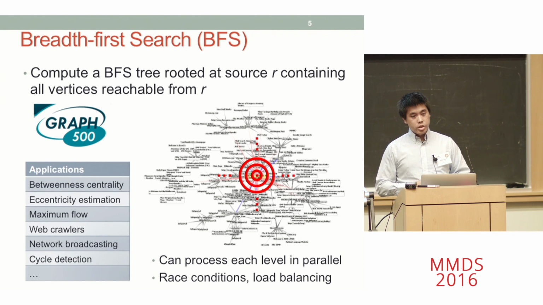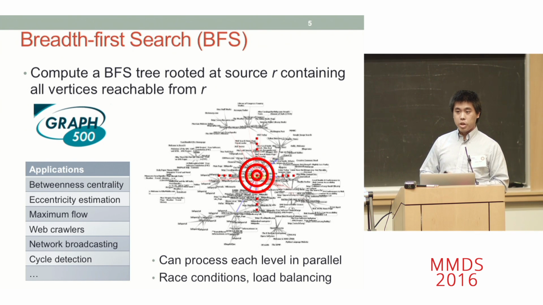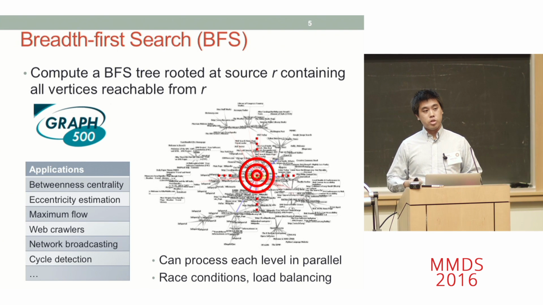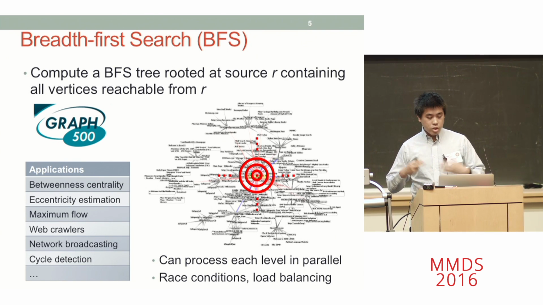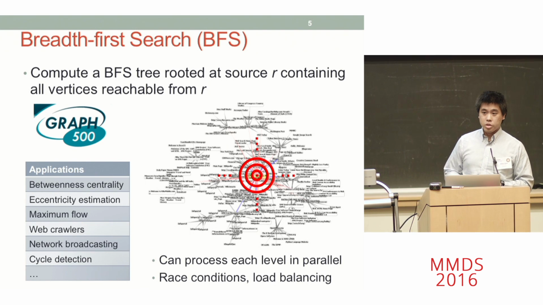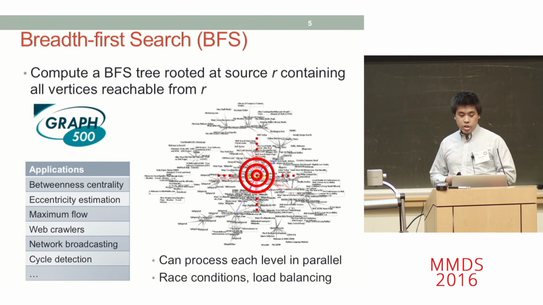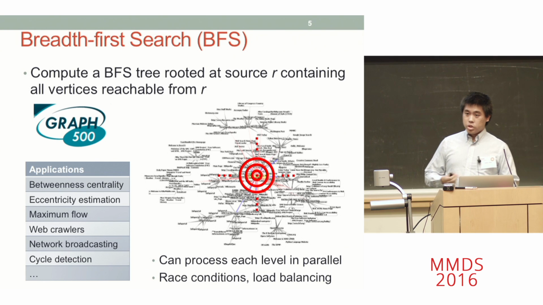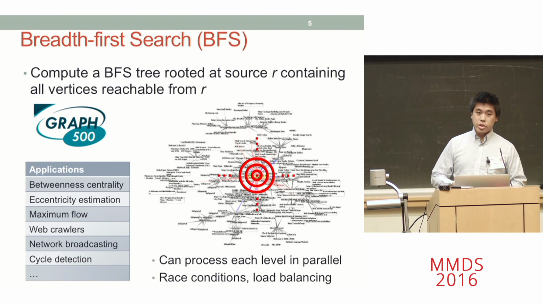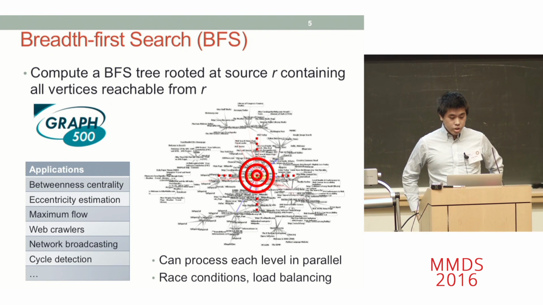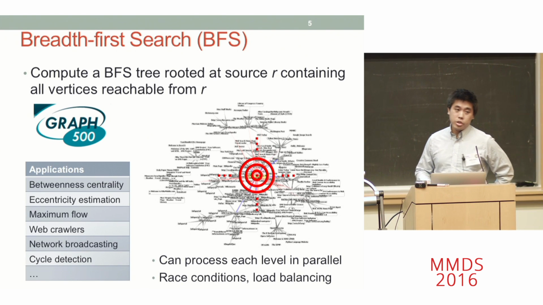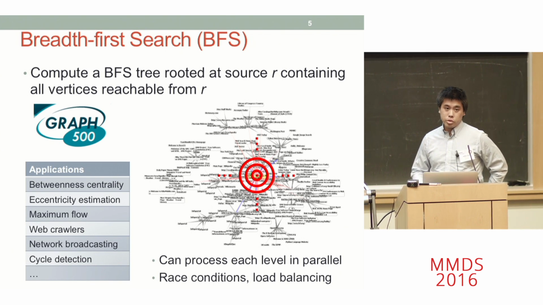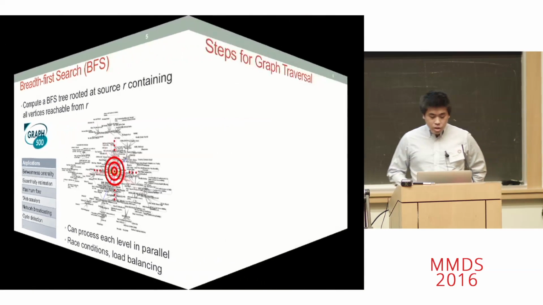A parallel implementation of breadth-first search has to deal with race conditions because you could have multiple vertices on the same active set trying to visit the same neighbor, and you have to figure out who actually gets to mark that neighbor as visited. Parallel implementations also have to deal with load balancing because the amount of work on each iteration is changing throughout the course of the algorithm. And in fact, there have been many research papers written on how to develop efficient parallel breadth-first search algorithms.